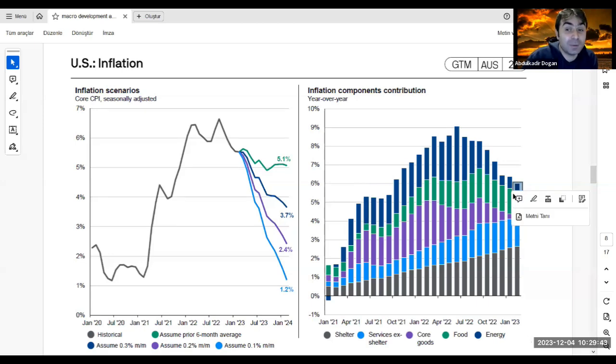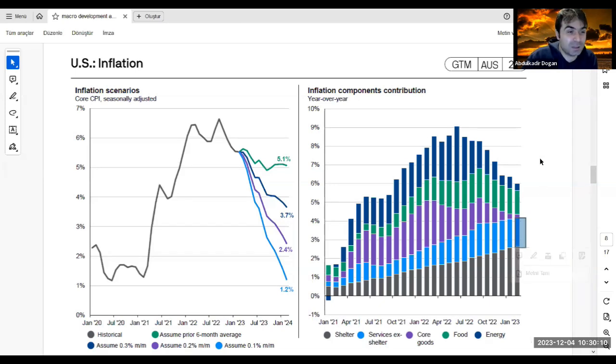But the main problem today is coming from the food prices. Food prices around the world are still high. But the biggest problem is coming from the shelter and the services sector. All around the world, rent, mortgage credits and buying a house are really high today. And the most important contribution, I think, is the services excluding shelter. What do we mean by this?